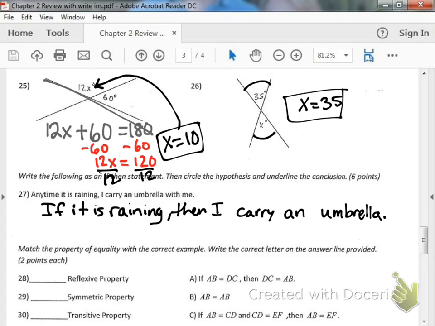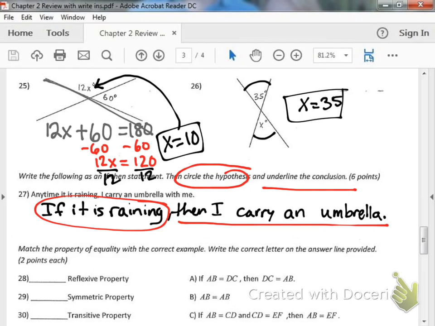Are we done? No. See how it says circle the hypothesis, underline the conclusion? So what am I circling? If it is raining. If it is raining, what am I underlining? Marissa. Then I carry an umbrella. You could put the with me if you want.